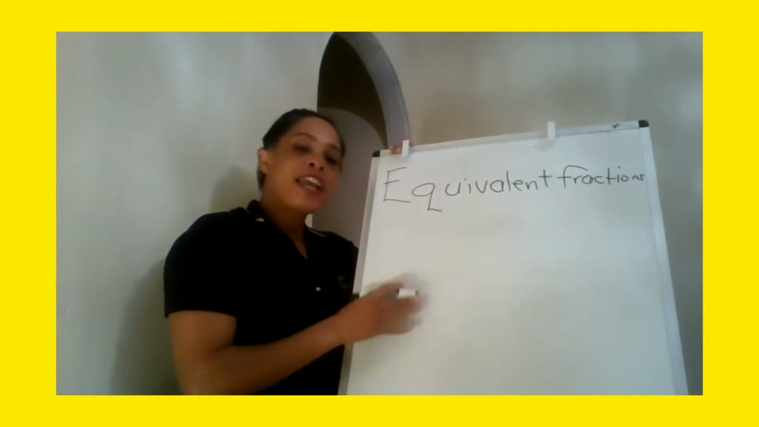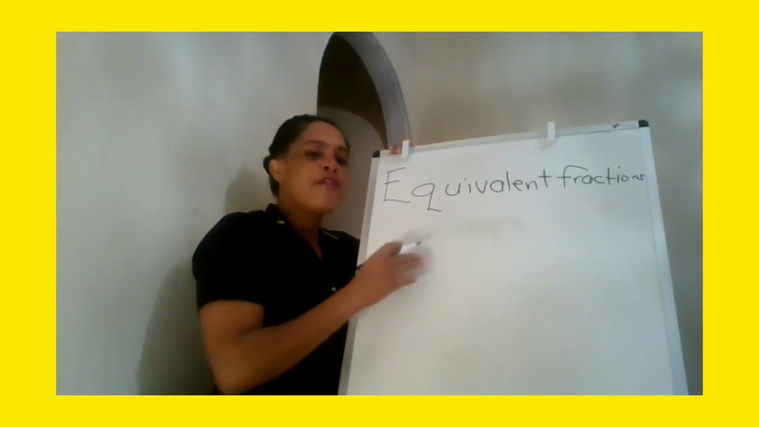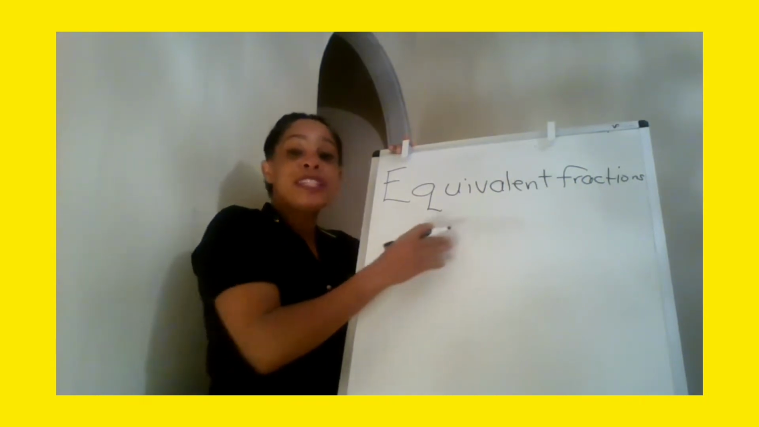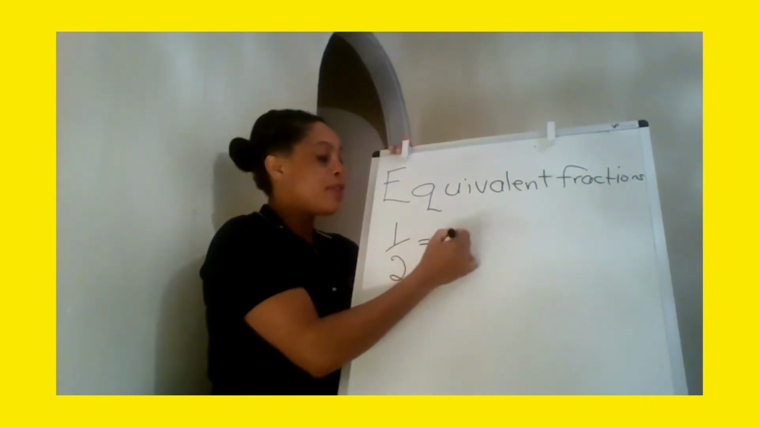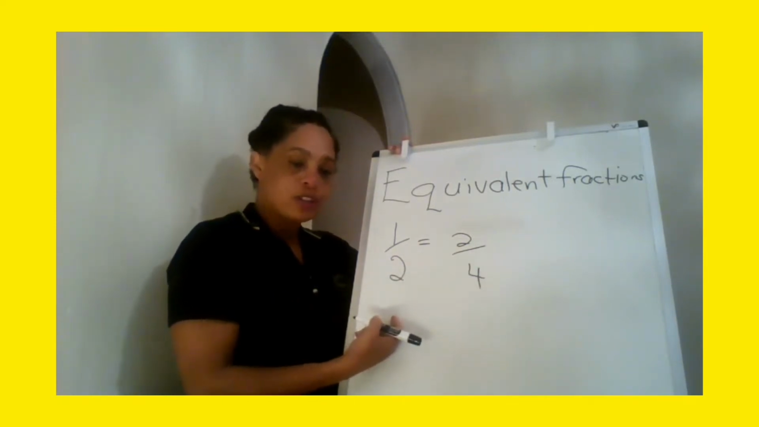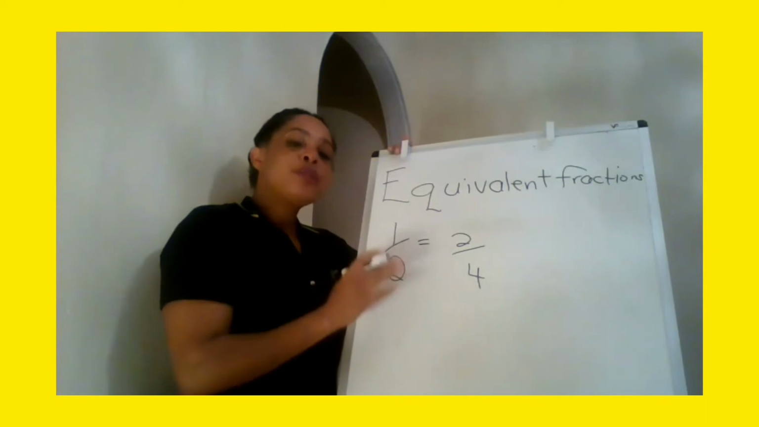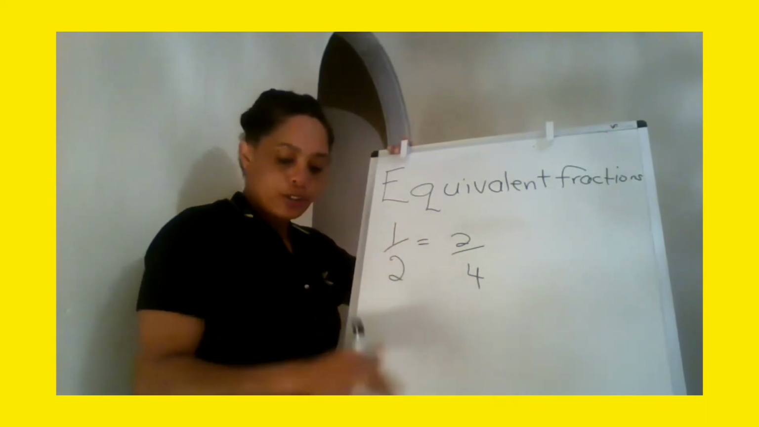Now, remember that equivalent fractions are fractions that are equal, or we say have the same value. For example, 1 out of 2 is the same thing as 2 out of 4. So those are equivalent fractions. Now, we're going to be using equivalent fractions to order fractions.